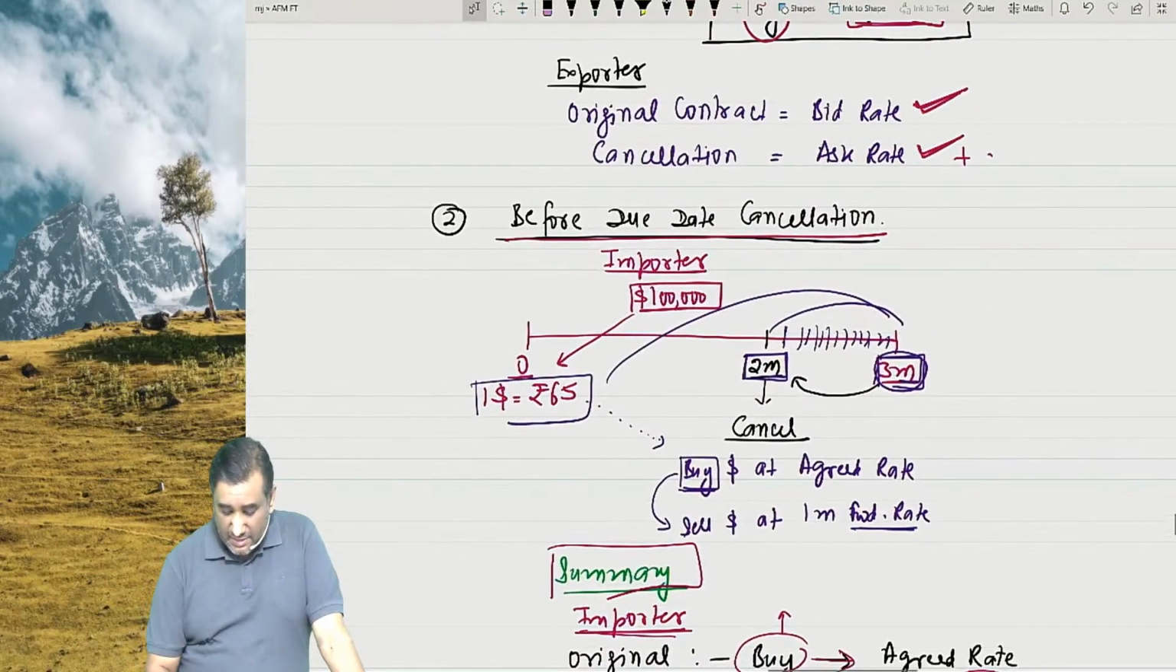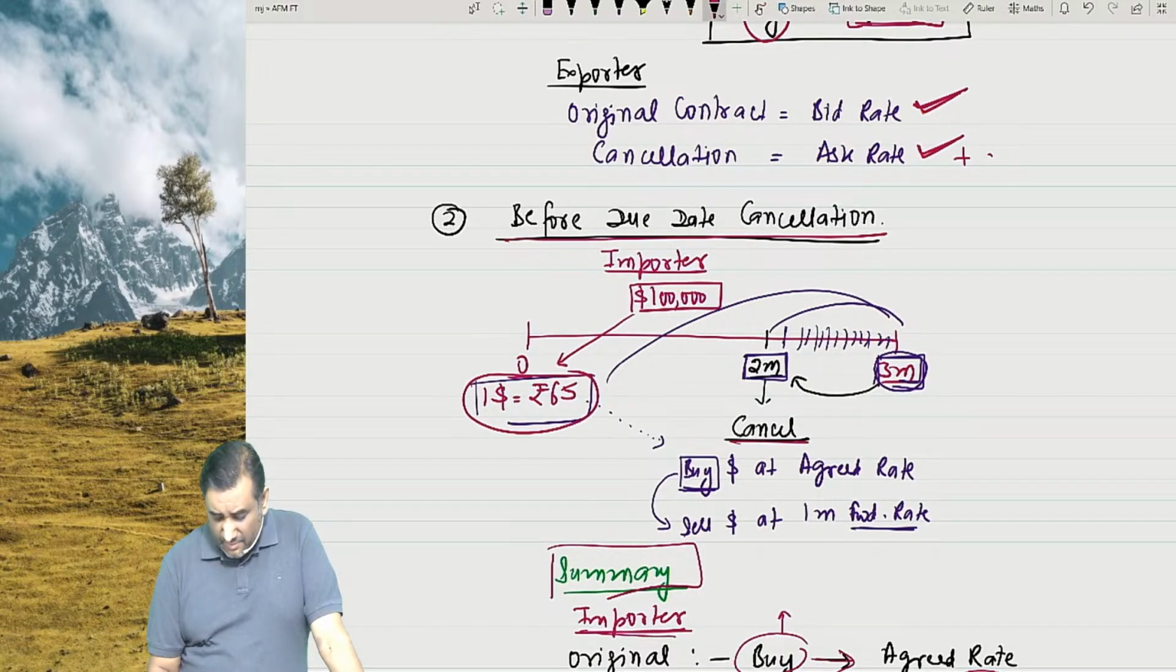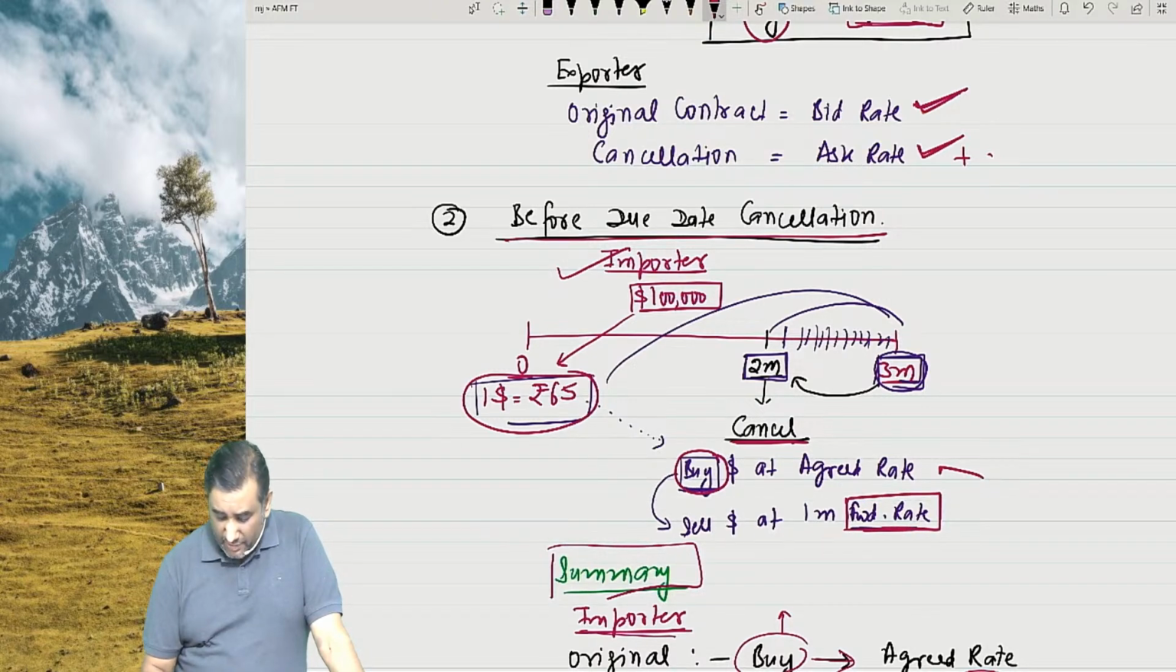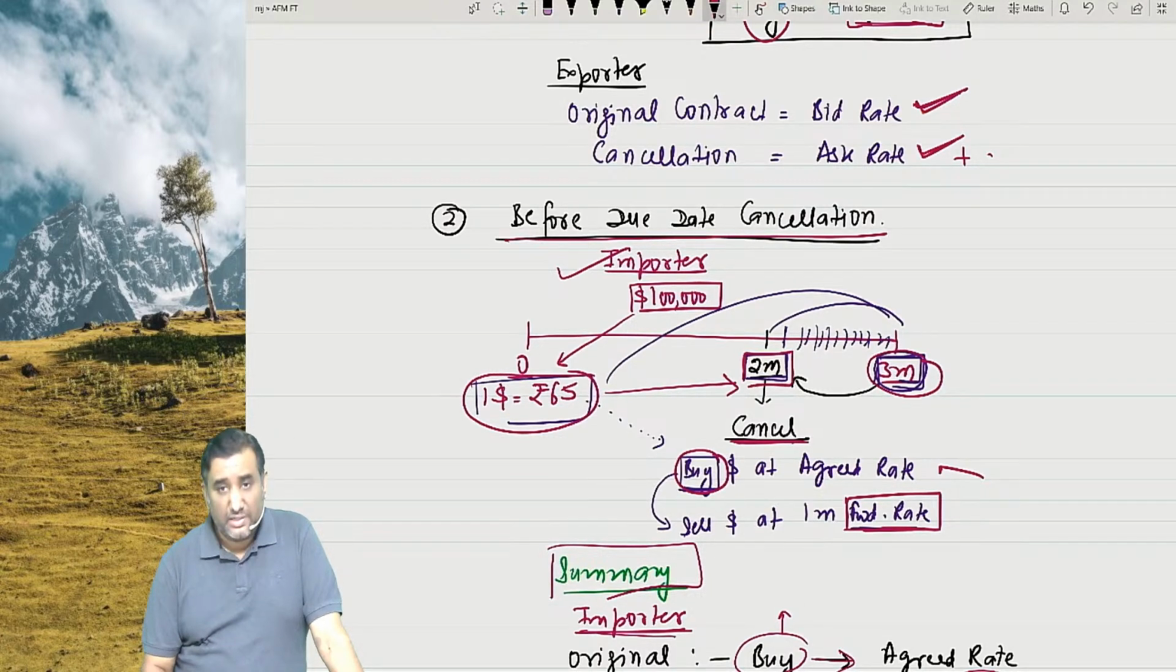Before due date cancellation is where the agreement was done in period 0 and cancellation is taking place. So the original contract of the importer was to buy dollar at the agreed rate, and then sell dollar at what? At the 1 month forward rate. For example, I have assumed here it was a 3 months contract, and after 2 months the importer wants to cancel the contract.